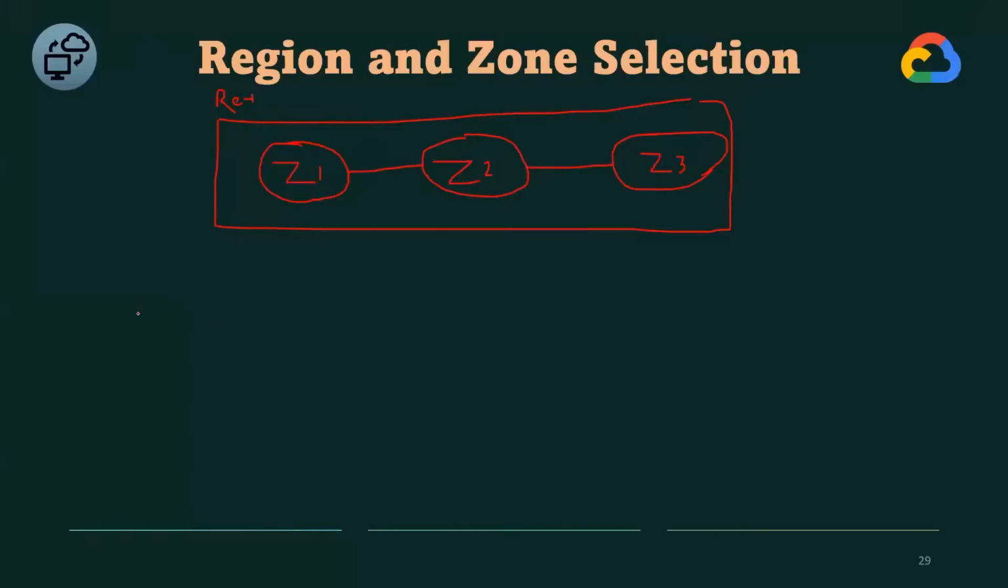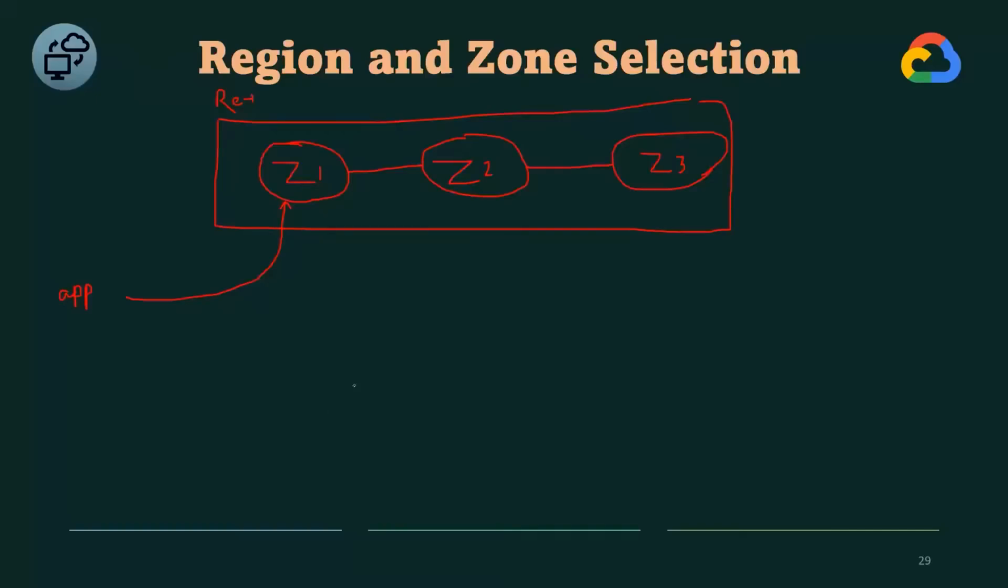Okay, so whenever you want to deploy one application, what do you do? You select the zone and you deploy your application here. You deploy your application on top of a zone. What happens if this zone has some kind of unexpected failure, like an earthquake or tsunami? What happens to your application?